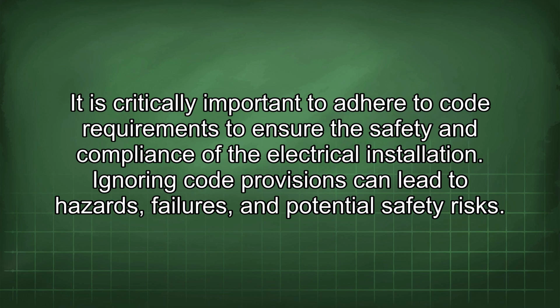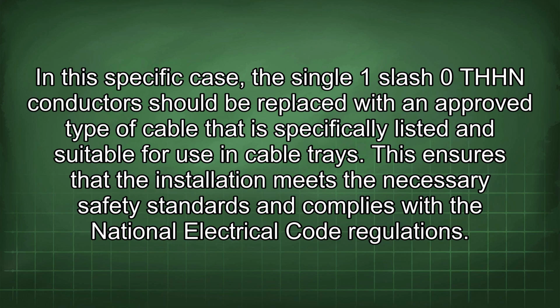It is critically important to adhere to code requirements to ensure the safety and compliance of the electrical installation. Ignoring code provisions can lead to hazards, failures, and potential safety risks. In this specific case, the single 1/0 THHN conductors should be replaced with an approved type of cable that is specifically listed and suitable for use in cable trays. This ensures that the installation meets the necessary safety standards and complies with the National Electrical Code regulations.